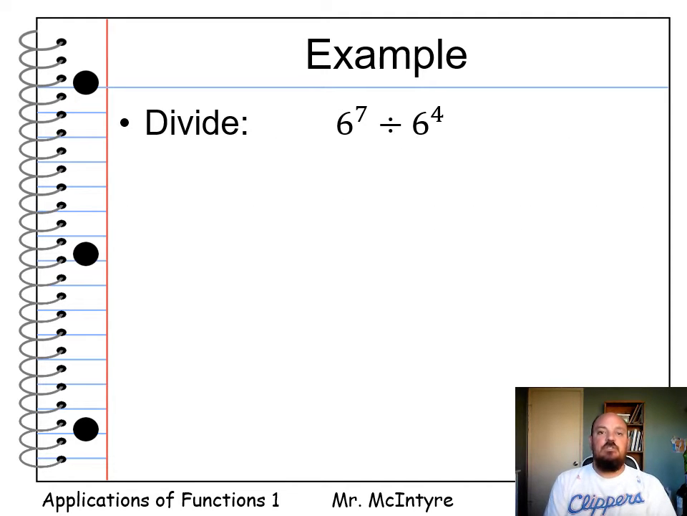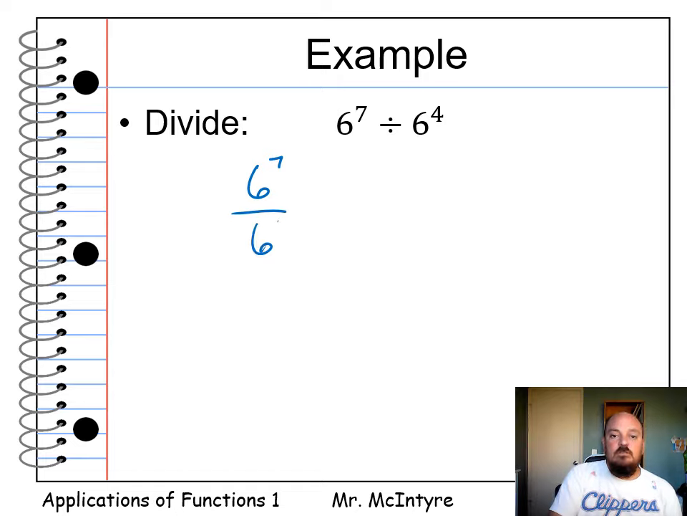So let's take a look at a question. Let's say we're doing 6 to the 7th power divided by 6 to the 4th power. The first thing I'm going to do is take that division problem and write it as a fraction. Instead of using the division symbol, I'm going to write it as 6 to the 7th over 6 to the 4th. Those are the same thing. Fractions and dividing are the same. Now the next thing I'm going to do is the same thing we did in our last video on multiplying: I'm going to expand everything. I'm going to write it as a whole bunch of 6's.